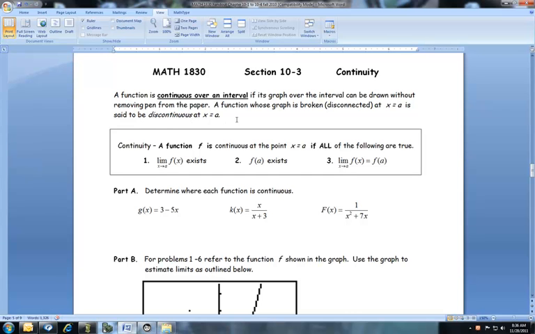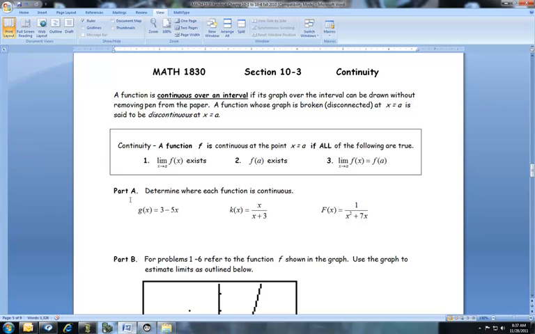x equals a. So the definition of continuity: a function f is continuous at the point x equals a if all of the following are true. The limit of the function as x approaches a has to exist. The functional value at a has to exist. And the third one here is number 1 and number 2 have to be equal. So we'll be looking at some problems and see what happens or what part of this definition breaks down.